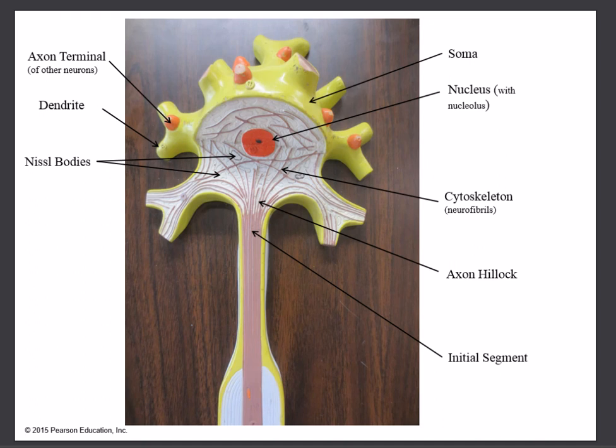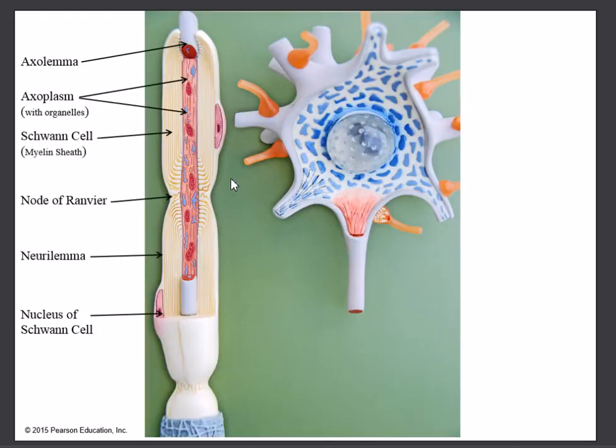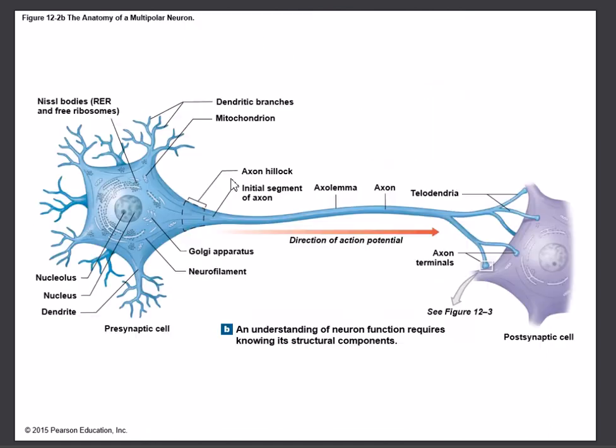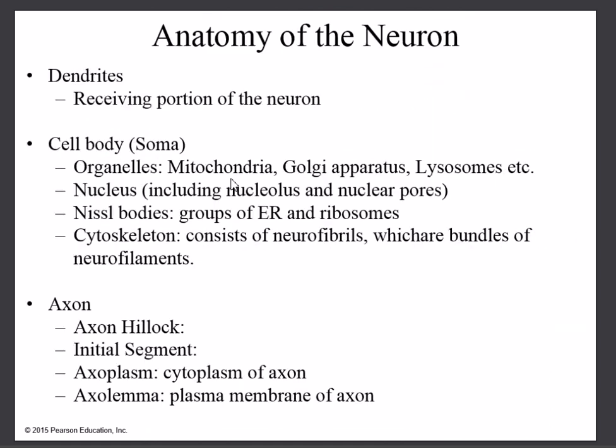What I do like about this model, though, is the cytoskeleton, right, the neurofilaments and the neurofibrils, you can see them much easier. All these brown lines here are the cytoskeleton. So we have to know both of them. I use both of the models. One shows one thing better than the other. Okay, so those are the structures of the cell body.